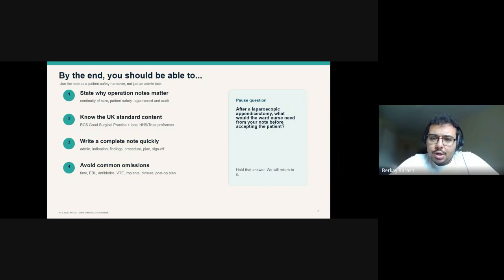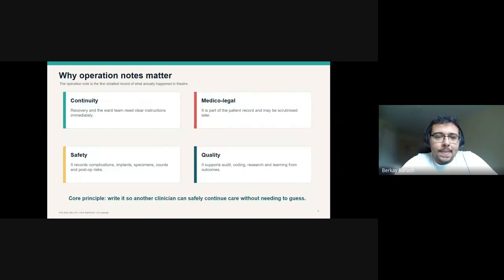So, just a quick question. After a laparoscopic appendectomy, what would the ward nurse need from your notes before accepting the patient? They would need your operation notes. Why do operation notes matter?